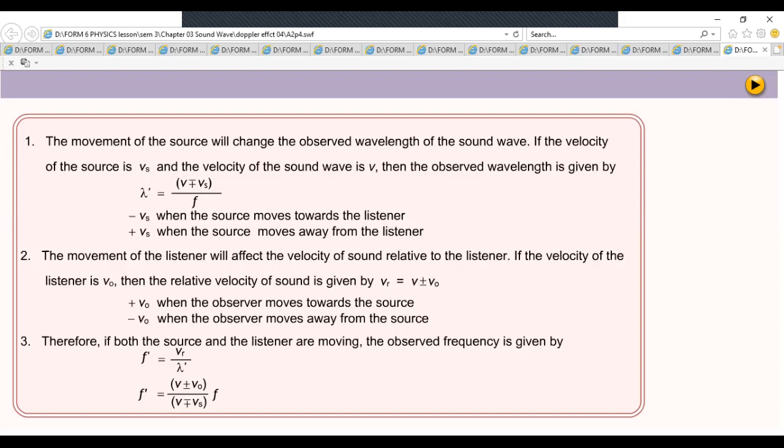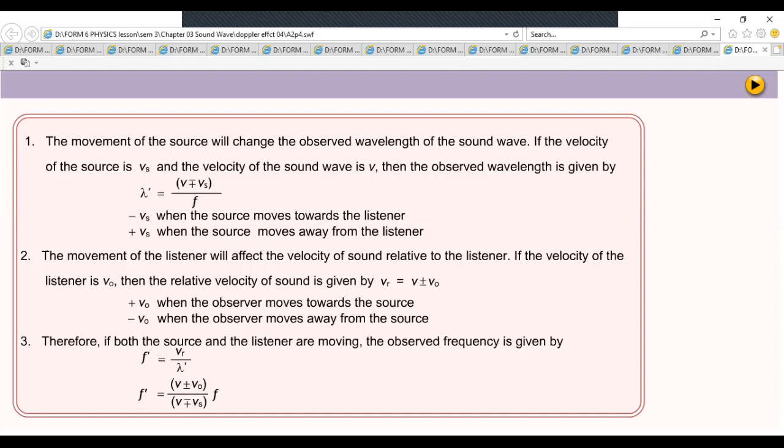When the sound source and the observer approach each other, F prime equals V plus V0, because the observer moves towards the source, over V minus Vs, because the source moves towards the listener. So if both move towards each other, F prime equals (V plus V0) over (V minus Vs) times the frequency.